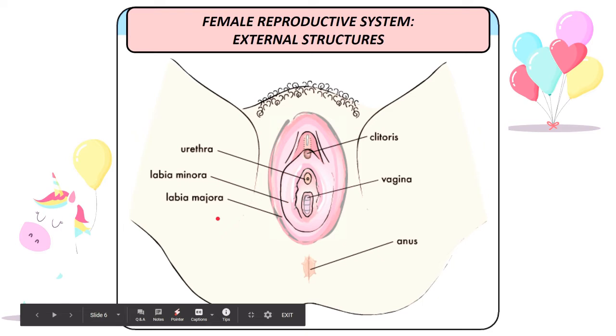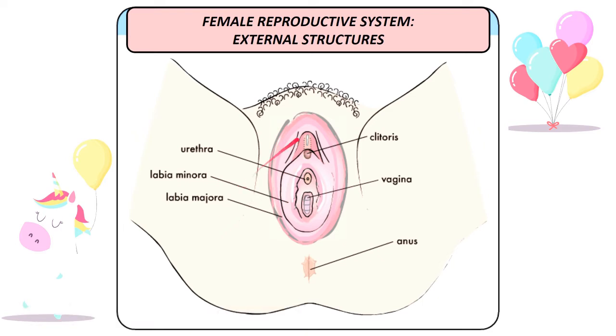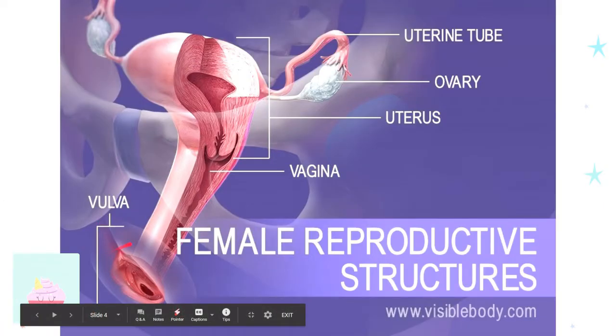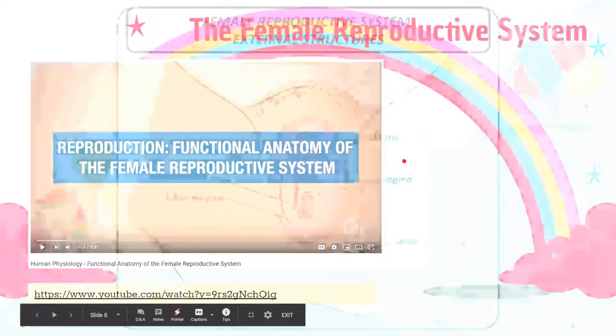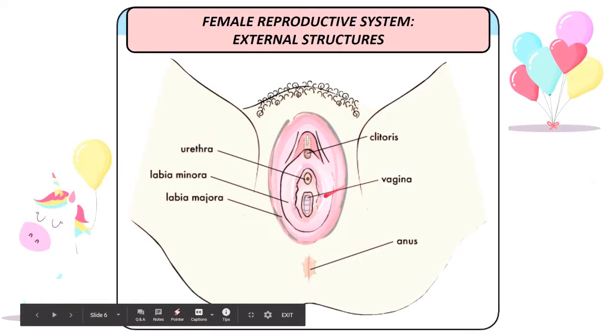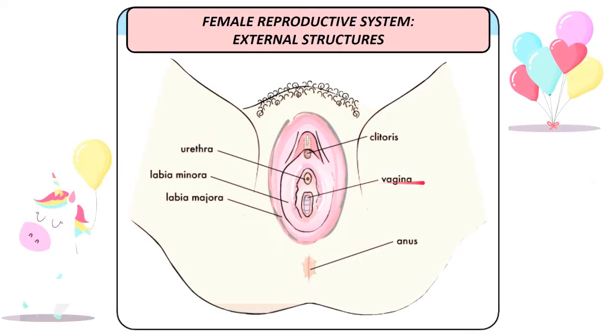So let's look first at the external structures of the female reproductive system. I've mentioned that all of this external structure is collectively called vulva. Here, this entire external structure is vulva, and vagina is the canal. So what we have here is actually the vaginal opening. Let's look at the structures.